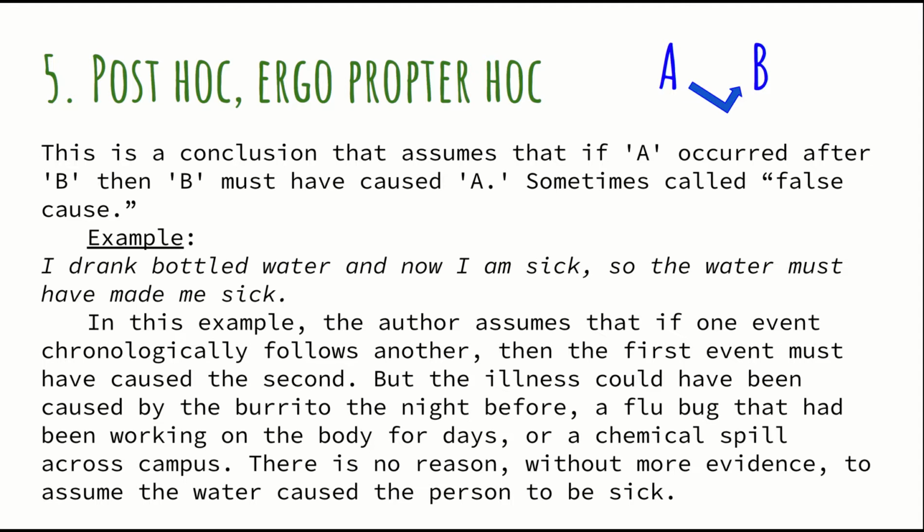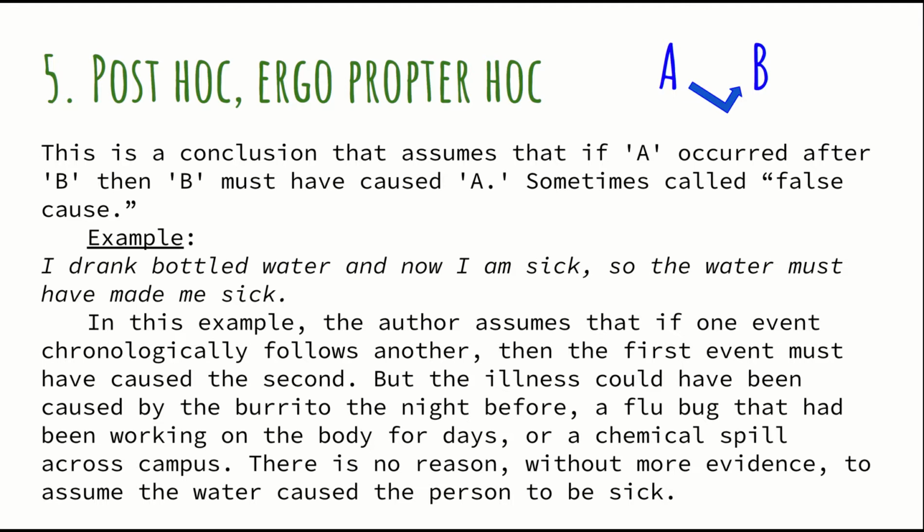Number 5, here's another weird Latin term, post hoc, ergo propter hoc. It can be translated to after this, therefore because of this. In this fallacy, it's a conclusion that assumes if A occurred after B, then B must have caused A. So I just realized I wrote my little image backwards there. So the image is showing you if B occurred after A, then A must have caused B. I probably just confused a lot of you way worse. Sorry. It's sometimes known as false cause. Let's look at the example to try to clarify.